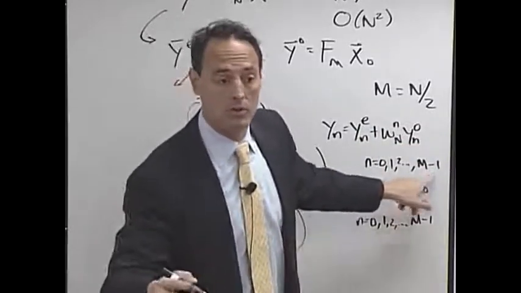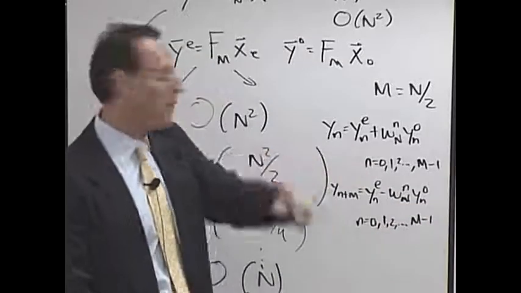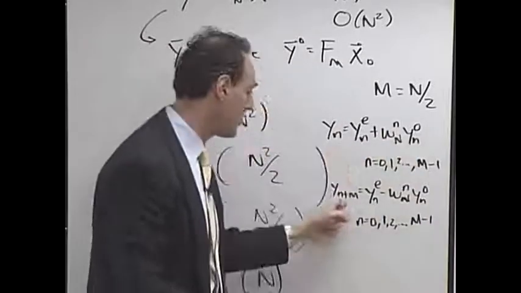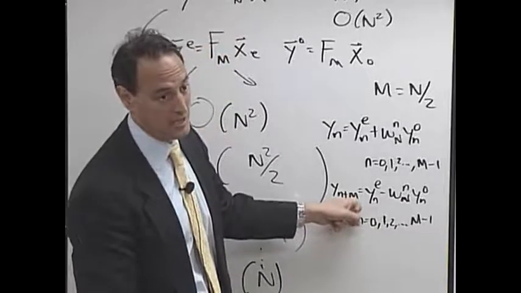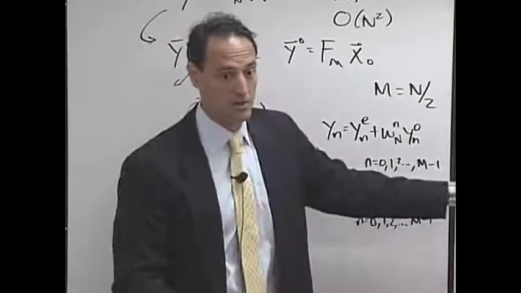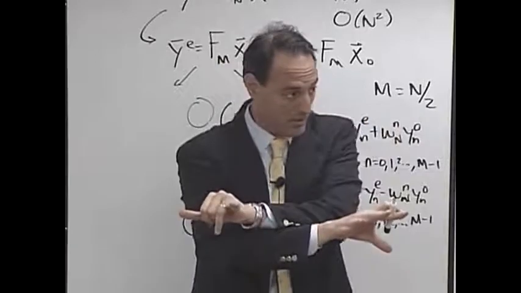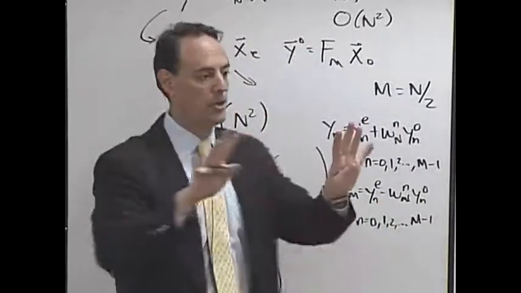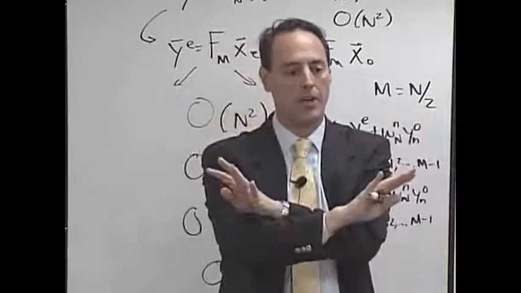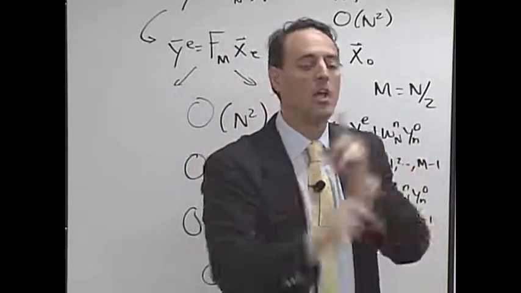M is n over 2. So I get the first n over 2 components, and then I come over to here and it says, well, this goes from 0 and n over 2 plus m. Well, that's n over 2. And then that gives me the rest of the components. The shift happens right there. Okay? That is why, when you take the Fourier transform, there you are, and you're working in this space.